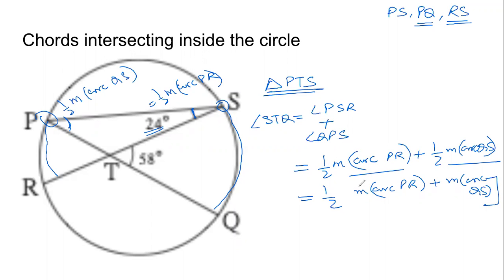This is the theory. The angle between the two chords is equal to half of the sum of the arcs they intercept. The angle is angle STQ or angle PTR. They are equal to each other, vertically opposite angles. We need not worry about whether to take the right side one or the left side one.